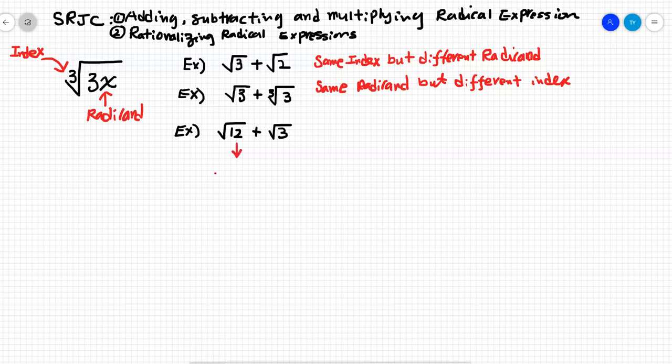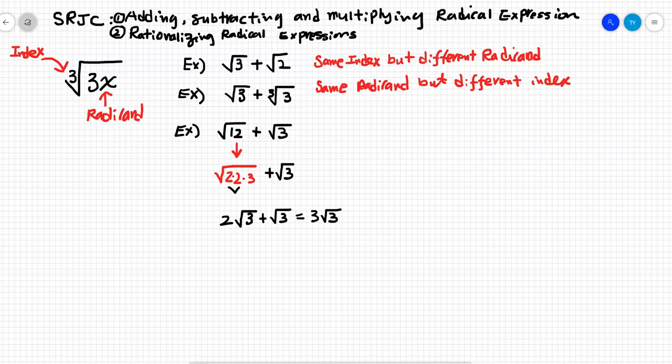Okay? So if I rewrite the square root of 12, I have 2 times 2 times 3, then I have plus square root of 3. So now these two can come out as 1, 2. So you have 2 square root of 3 plus the square root of 3. Now we have the same radicand with the same index. So this 2 simply means that you got 2 of those, right? So now this can be added as 3 square root of 3.